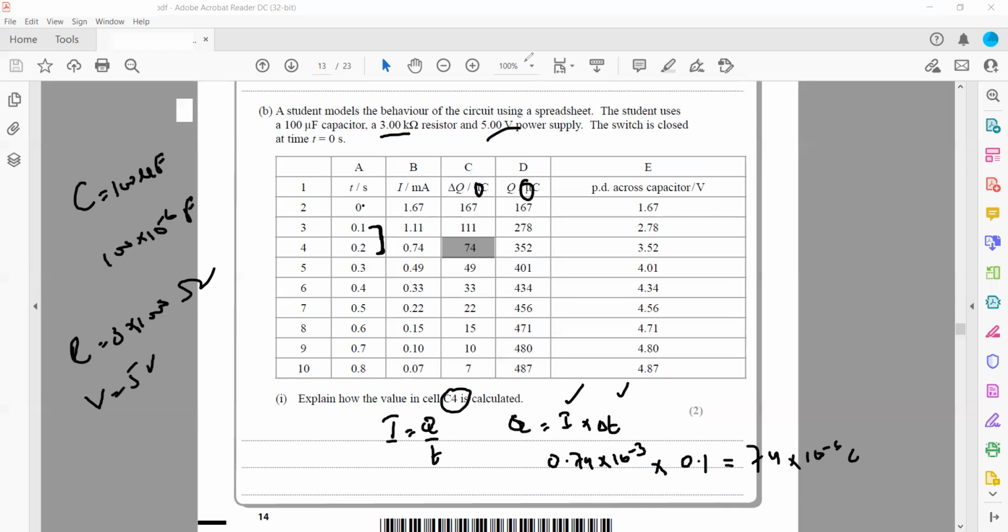Is this part clear, how we can work out the change in the charge? To calculate the change in the charge, it is the current multiplied by the time interval.